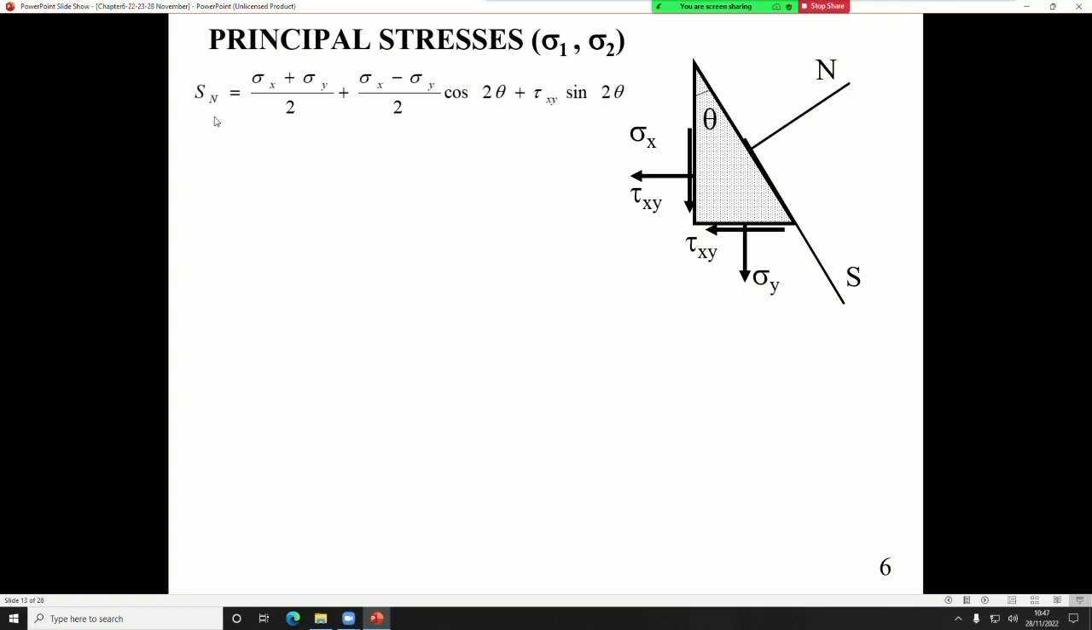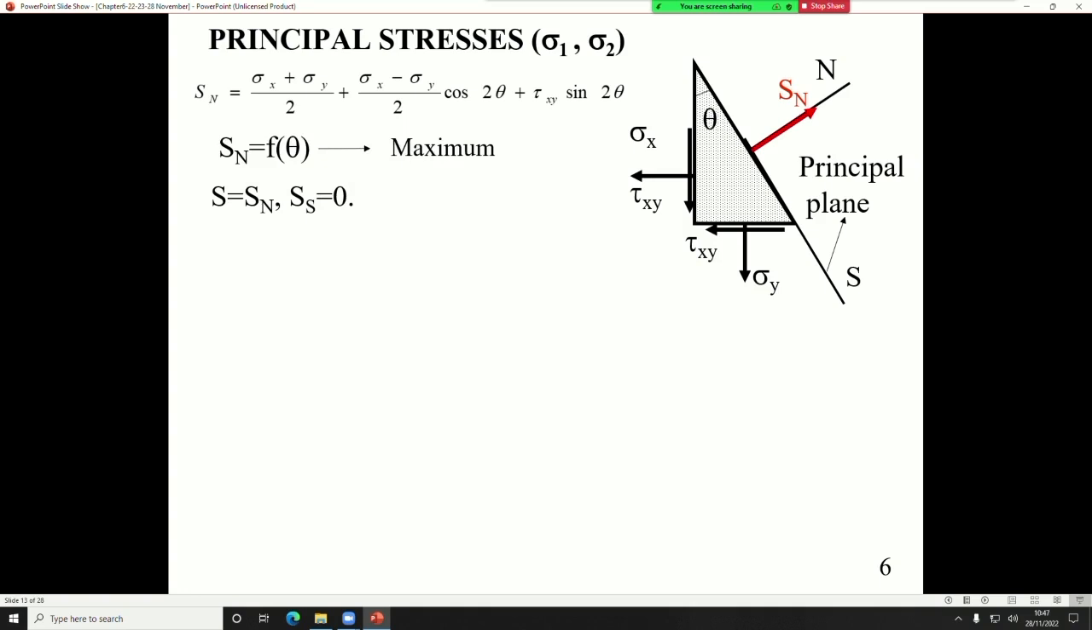So you're after a plane which is only subject to normal stress, and whose stress is maximum. Now in this equation, Sn is a function of theta. For a particular stress matrix, the components sigma x, tau xy, and sigma y are constants. So normal stress is just a function of theta, and we are after the maximum normal stress. If you are after the maximum value of a function with one variable, what do we do? We find its derivative with respect to that variable and equate it to zero.